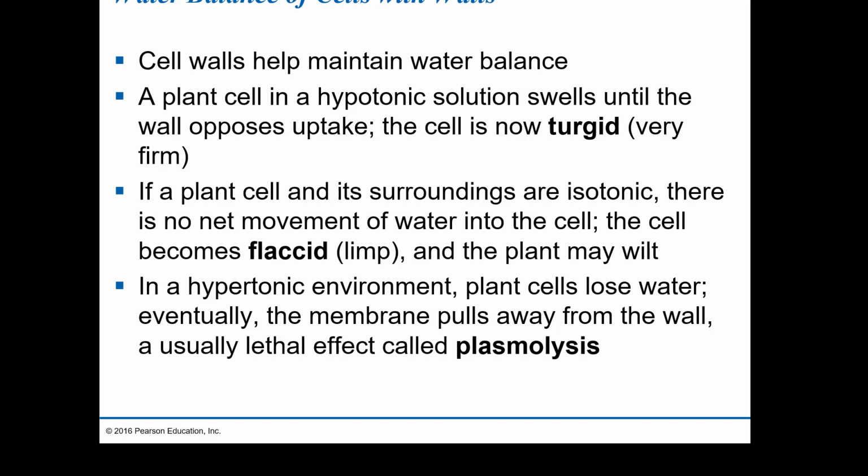If a plant cell and its surroundings are isotonic, there is no net movement of water into the cell, so the cell becomes flaccid and limp, and it may wilt.